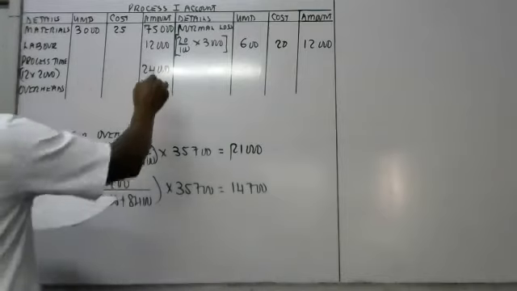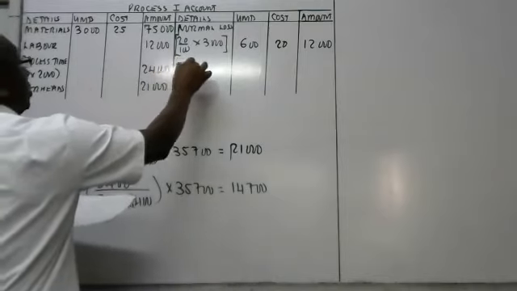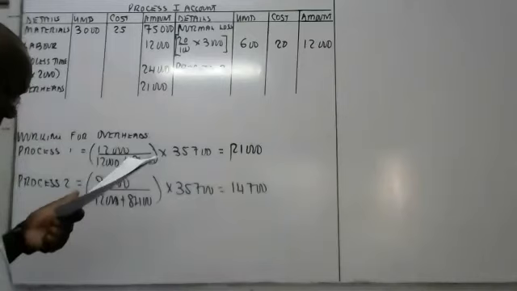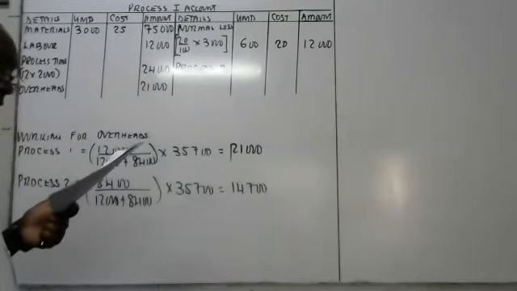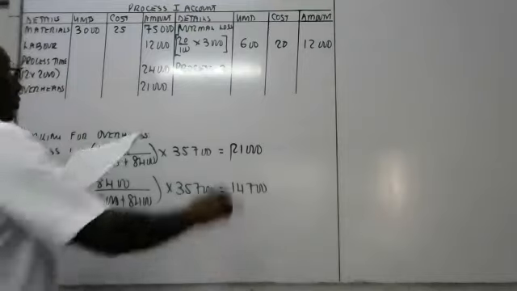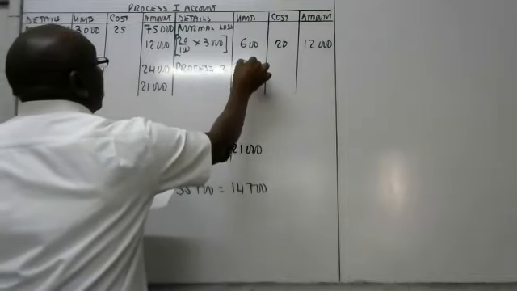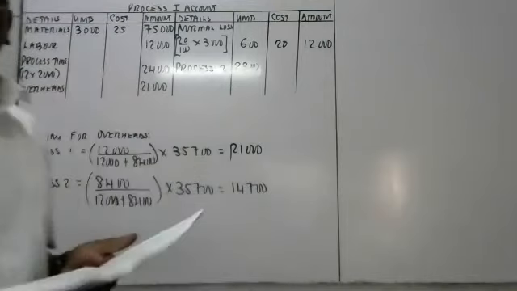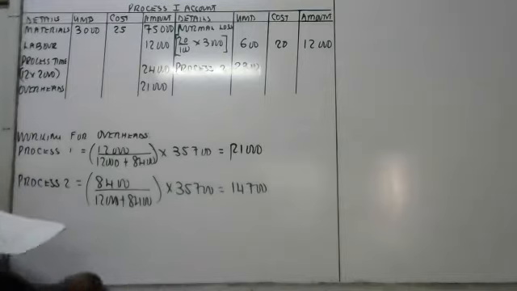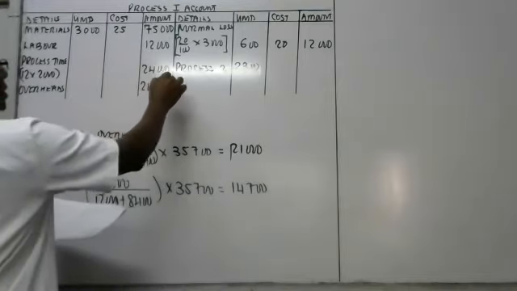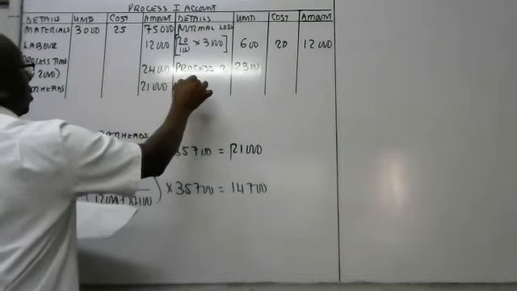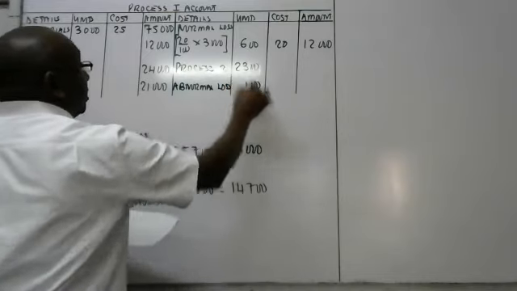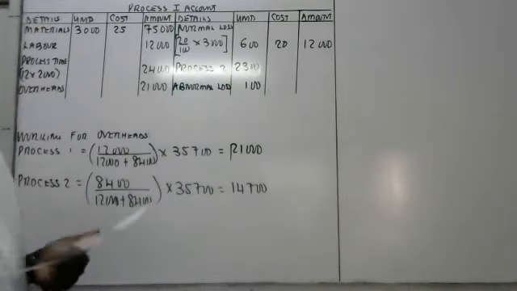Then from there, we get the items that went to process 2. So process 2, the output is 2,300. So that means there is abnormal loss of 100.